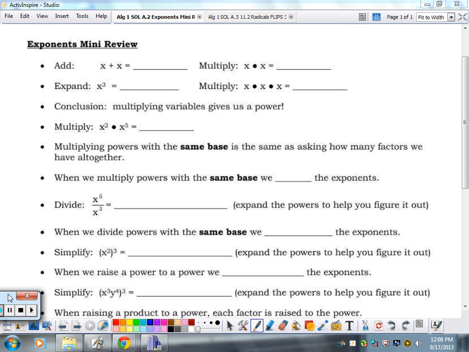What's the difference between x plus x and x times x? So let's start with x plus x. When we're adding, I like to think of the x creature. I'm holding a little x creature in my hand.